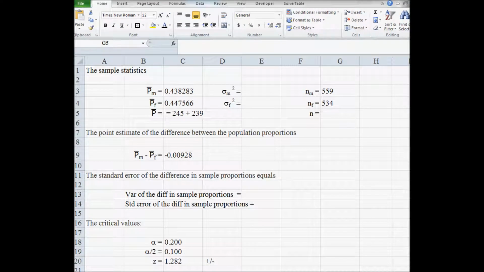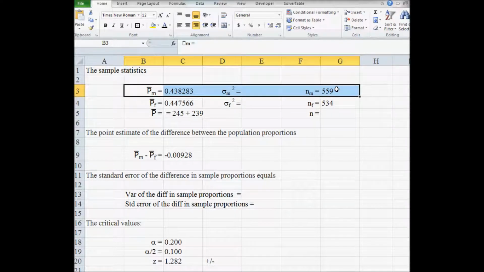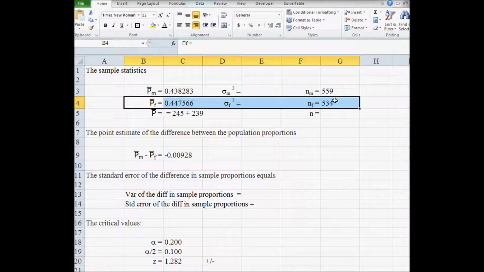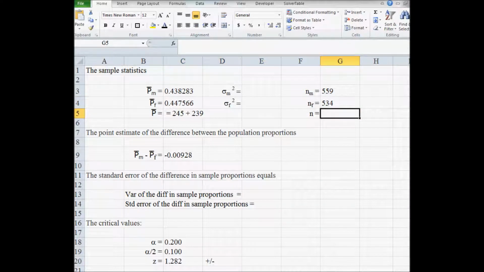Pooling the proportions is actually quite a simple concept. You can think of these males in the survey as being in a pool and these females being in a different pool. When we pool the proportions, all we're doing is throwing all females and males into one big swimming pool. So if 559 males were in the male locker room and 534 females were in the female locker room, if they all jumped in the same pool, there would be 1,093 people in the swimming pool.